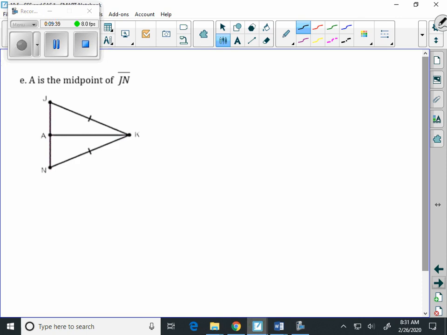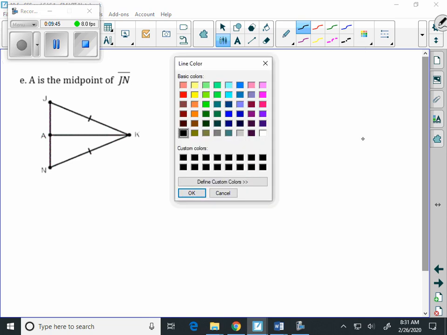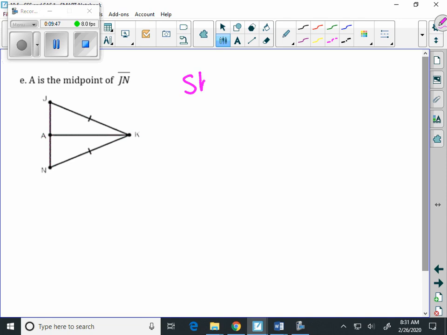Letter E. We just saw one of these. This is called, again, a shared side diagram. Triangles share a side. And it says A is the midpoint of JN. So we've got a little bit of information that helps us put some marks here. We want to mark up the diagram. A is the midpoint of JN, and consequently what that means for us is that JA is congruent to AN.